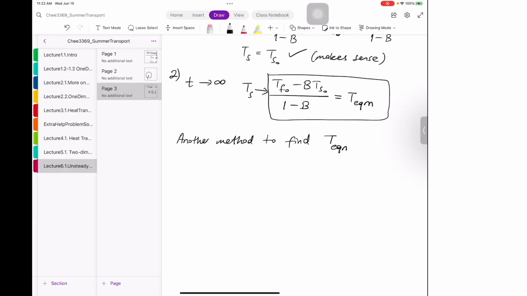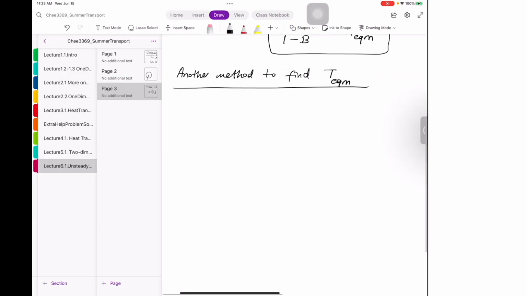T equilibrium. Well, during the equilibrium, what happens? Now it's going to be a steady state problem, right? Because nothing is going to change anymore. Everything settled down and all the temperatures came to their steady state temperatures. Nothing is changing with time and nothing is changing with position, right?